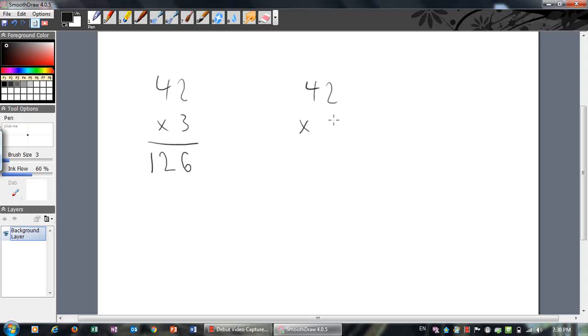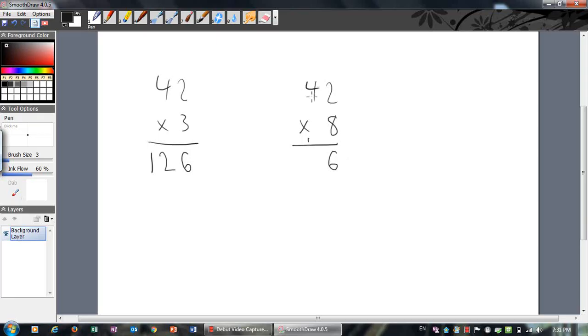42 times 8. Let's do it. 2 times 8 is 16. What happens to that 1? The 1 goes here. The 6 comes down here, so 16, because remember that 1 spills over into the tens column. 2 times 8, 16.